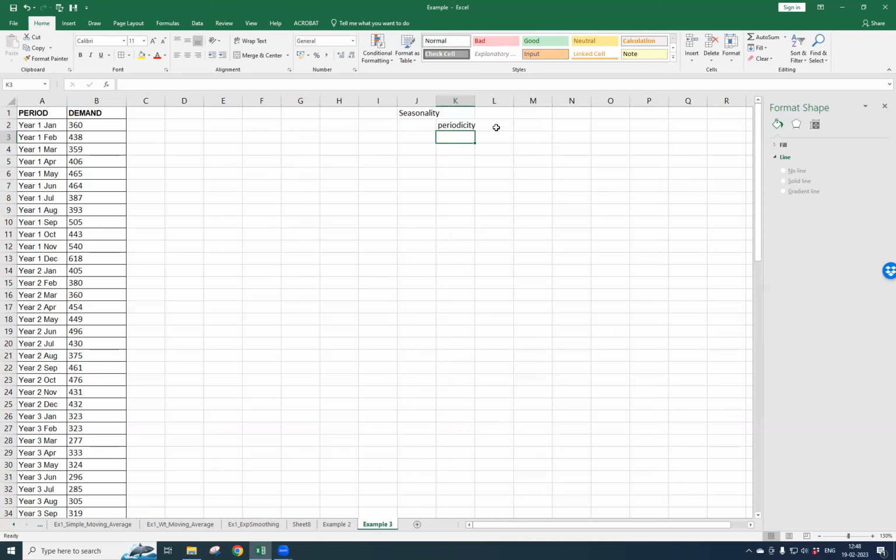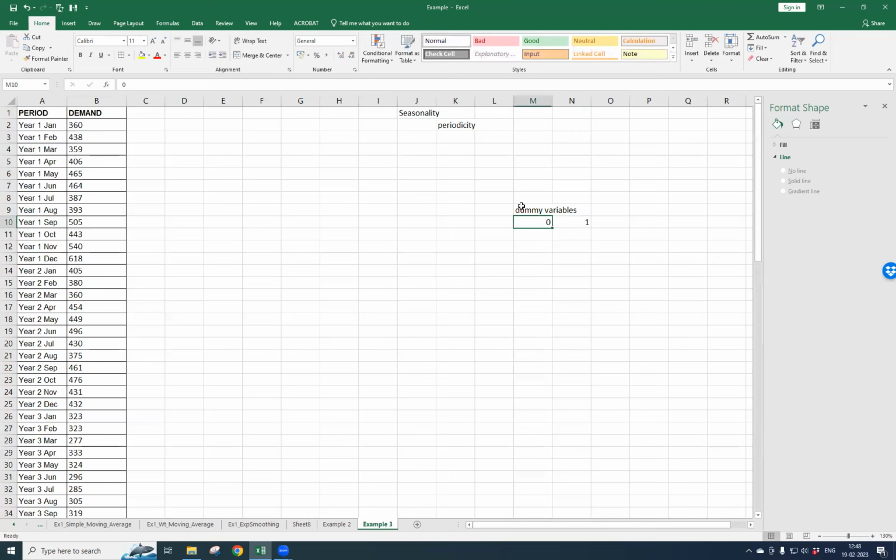Or my periodicity now becomes 12. Now, how do I appreciate or implement this particular thing from the point of view of regression? In regression, we have this concept called dummy variables, which you had mentioned that you have studied as part of OR. Dummy variables are nothing but variables which can take only values of 0 or 1.